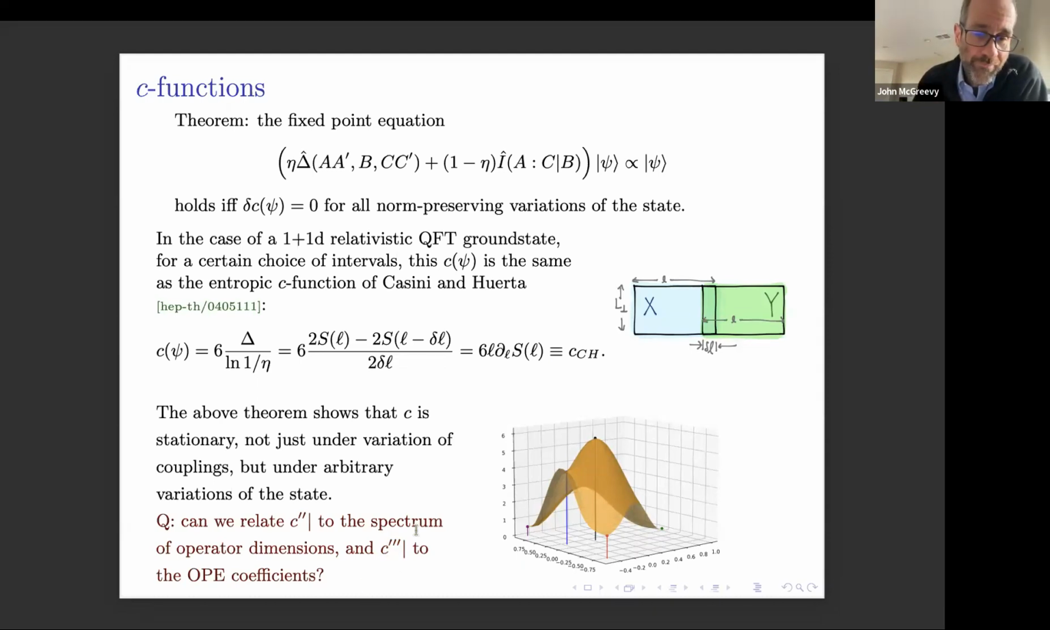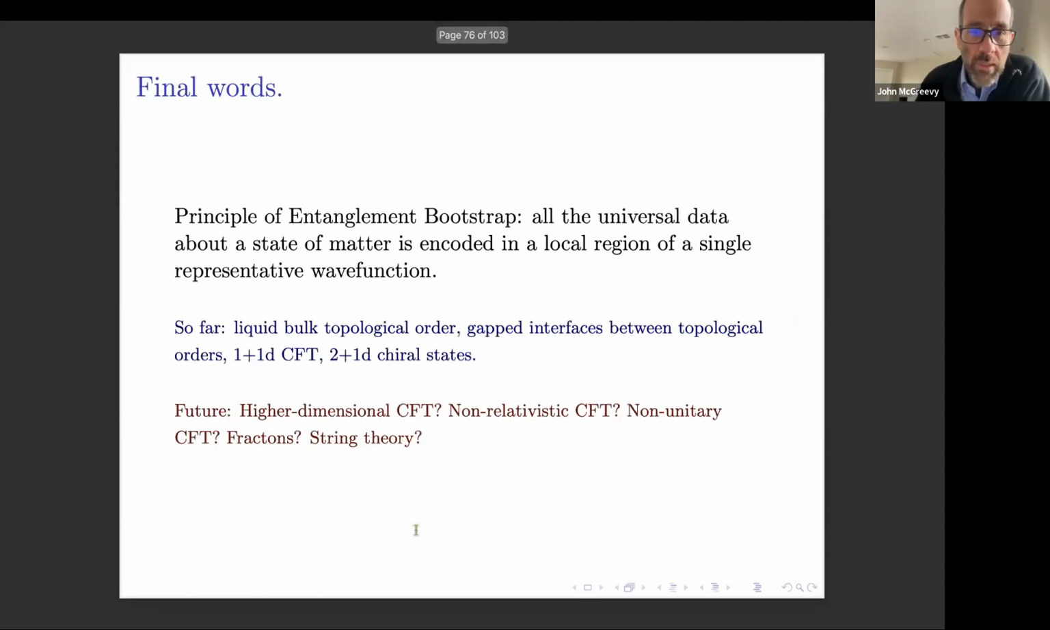Okay, so the big picture I tried to present is this principle of entanglement bootstrap, that all the universal data about a state of matter is encoded in the density matrix of a ball. So far, we've understood how to implement this principle in the case of liquid bulk topological order, gapped interfaces between topological orders. I didn't say much about 1 plus 1 dimensional CFT, a little bit about 2 plus 1 dimensional chiral states.